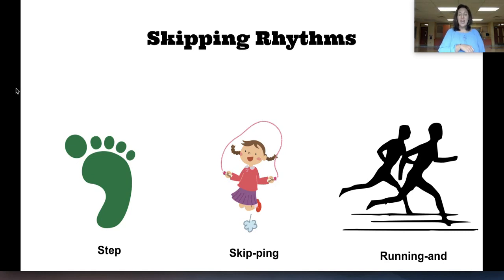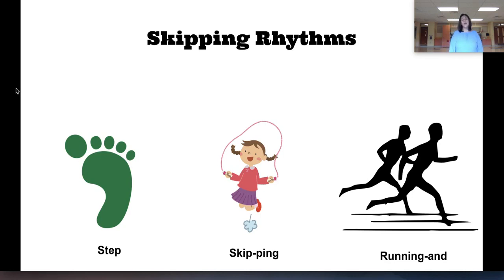Okay, let's move to the running and. Running and is a little bit different, and it has 3 sounds to it. So listen, running and. So count that with me. Running and. All right, so instead of just step or skipping, we now have 3. So we would use our tiptoes and say running and. Let's try it together. Ready, go. Running and. All right, let's see if we can do it all together and keep going. Running and running and running. Here we go. Running and running and running and stop.